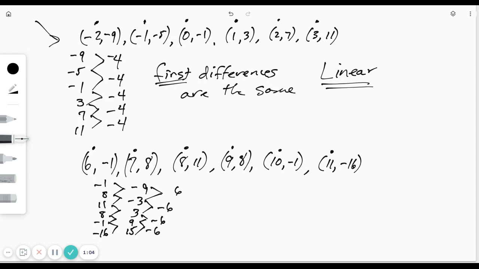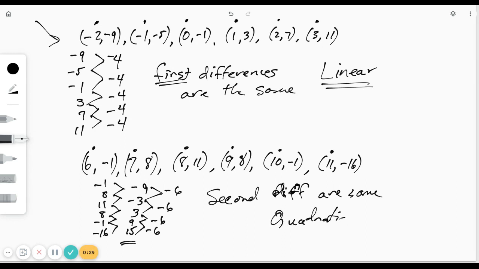Now I'm suspicious that I might have done my math wrong. Let's look again up here. -9 minus -3 is -9 plus 3, which equals -6. So I did that wrong. I go back, I fix it, and I realize they are all the same. You see why I was suspicious, because all the other ones were actually -6. So now we know the second differences are the same. So we have a quadratic. I hope this helped.